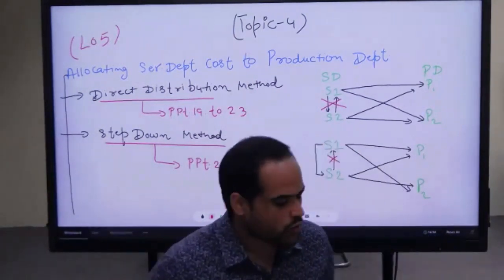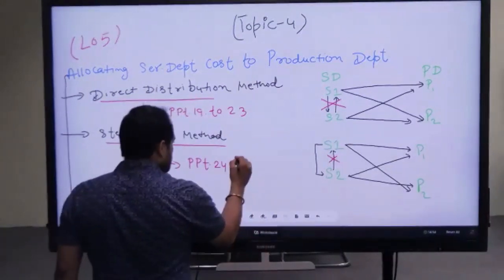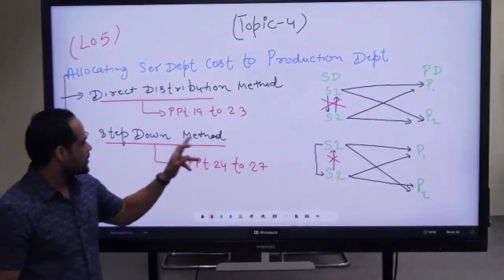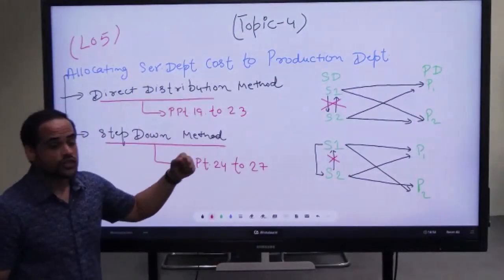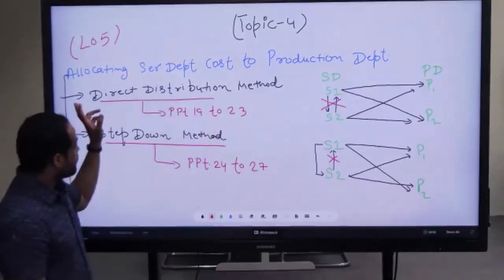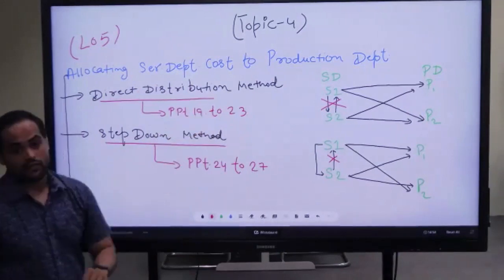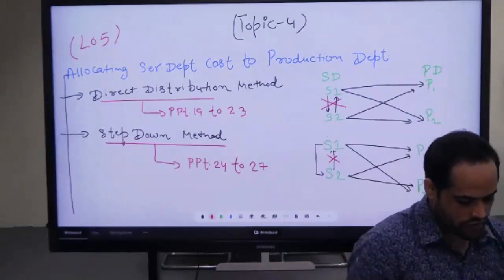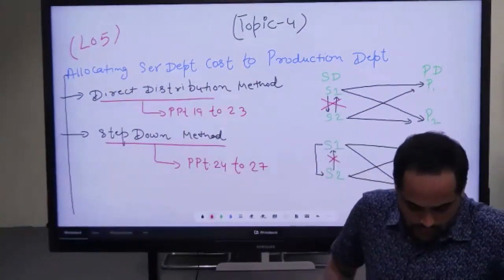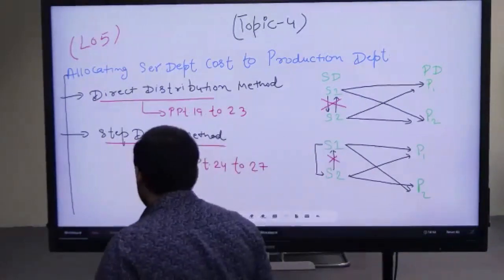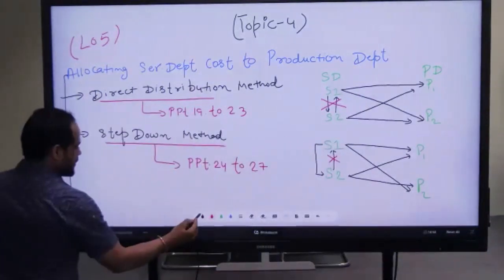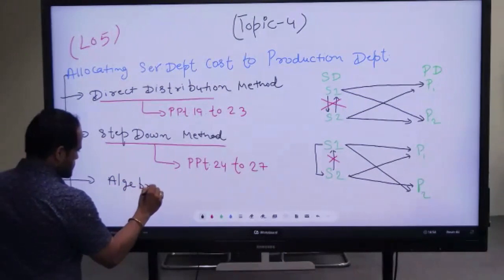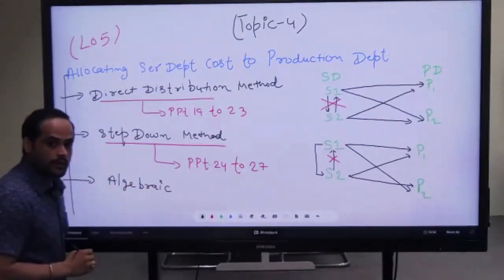So this one is slides 24 to 27, providing information about this, of course including calculations, and slides 19 to 23 for this method, which is the direct distribution method, right? Now we move on to the next. The third method is the algebraic method.